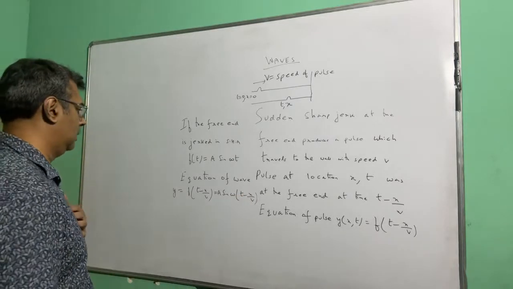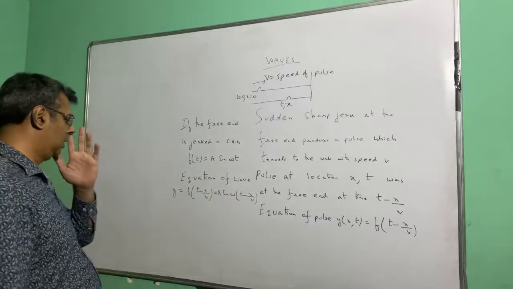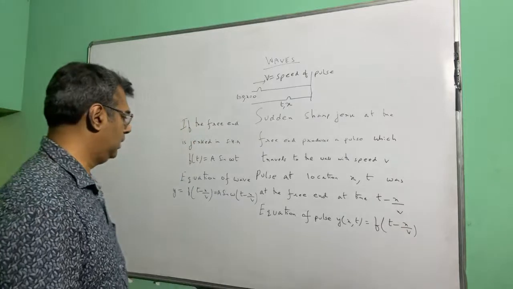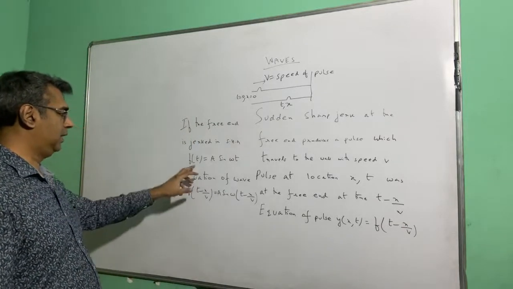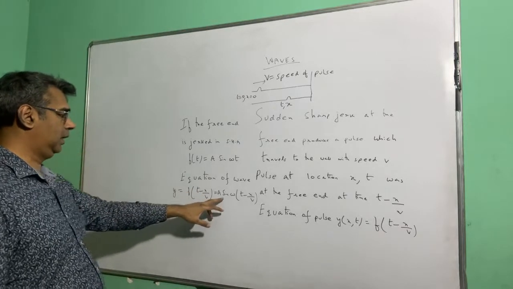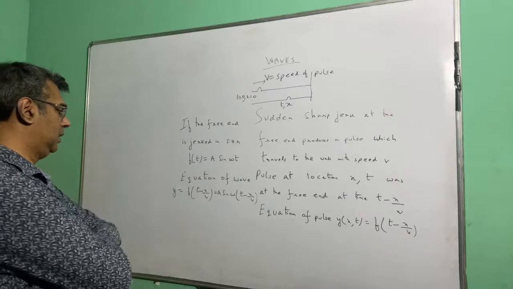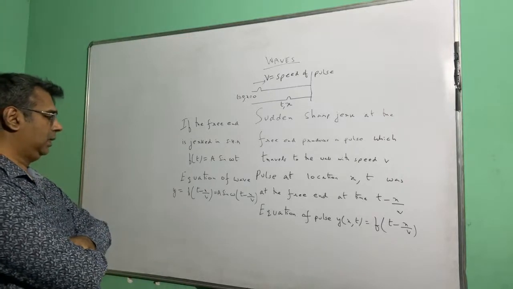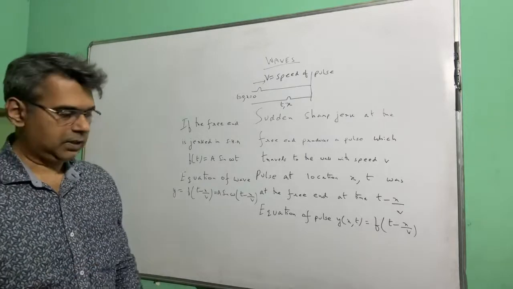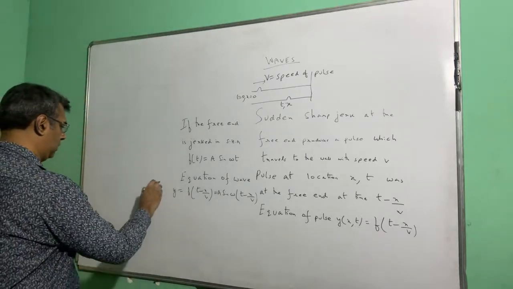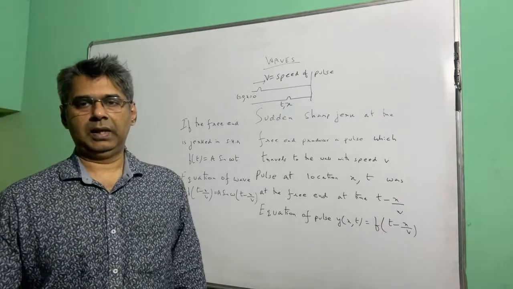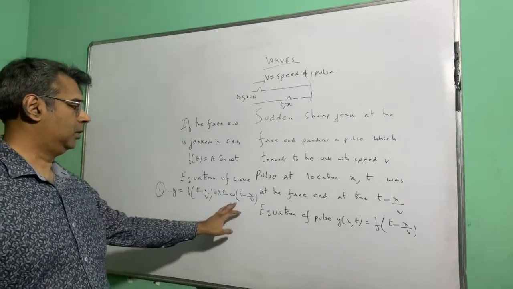So in that case, the equation of the wave will be y is equal to f of t minus x by v, and since the free end is f(t) equal to A sine omega t, f of t minus x by v will be A sine omega into t minus x by v. So the equation of the wave will be A sine omega into t minus x by v. This is the first formula of this chapter. Equation of wave is y equal to A sine omega into t minus x by v.